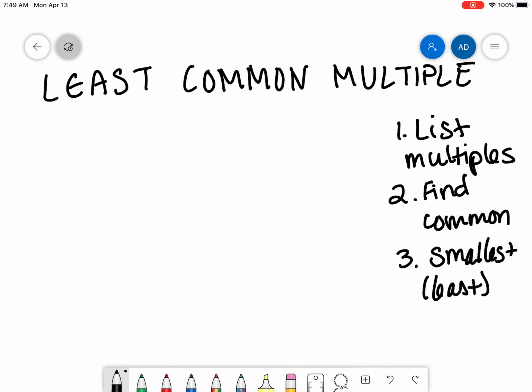All right, we're gonna find the least common multiple. We're gonna do two examples. First example is to find it between 3 and 6. My step 1 is to list the multiples. So those are like my skip countings or my count bys.